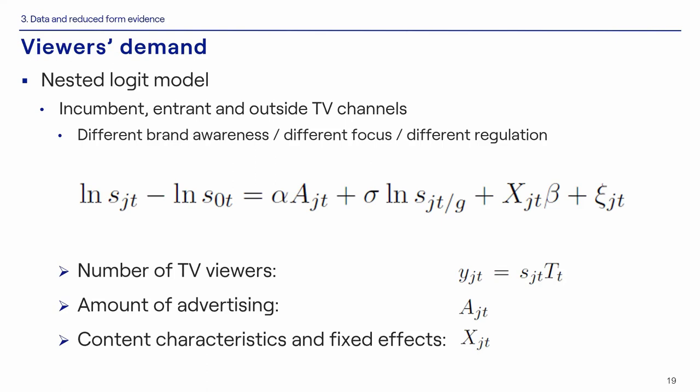The latter are mainly pay TV. Why we are making the difference between incumbent and intrant is because the incumbents are the TVs that existed before the advent of the digital technology, and the intrant, by definition, enters the market with the digital market. So they are different in terms of brand awareness, since the incumbents are historic and so are known by more people.